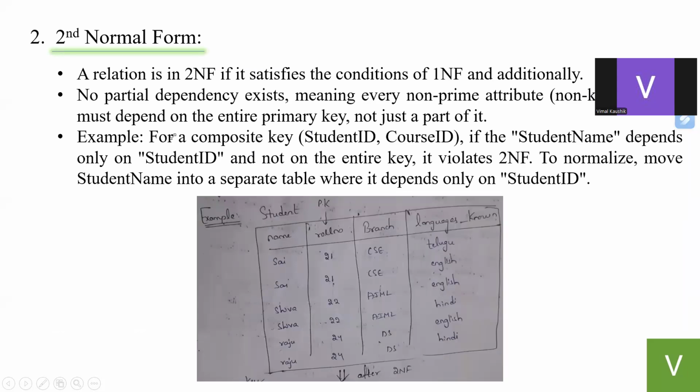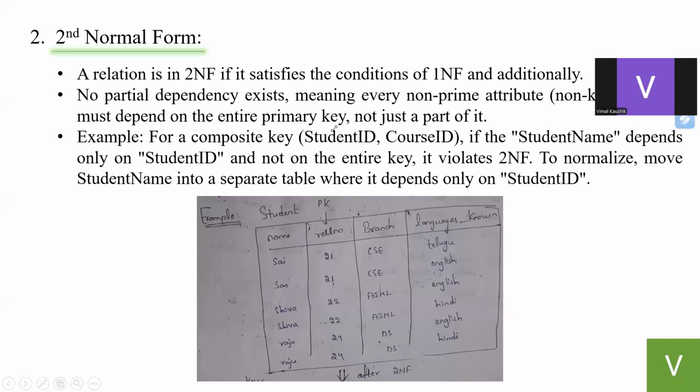Now let us consider a second example. For a composite key, student ID and course ID, two composite keys. If student name depends on only student ID and not on the entire key, it violates 2NF. To normalize, move the student name into a separate table where it depends on student ID.